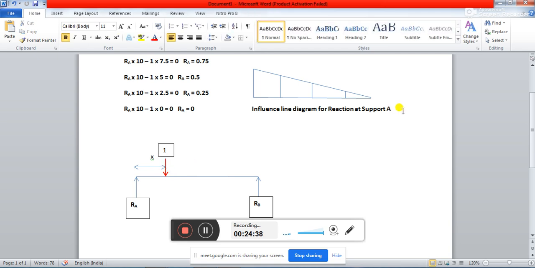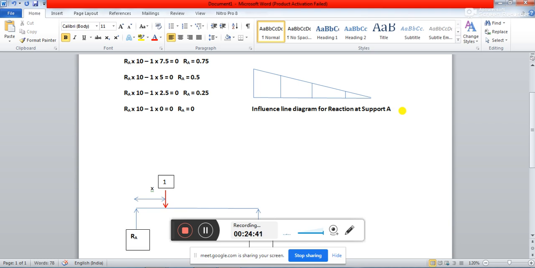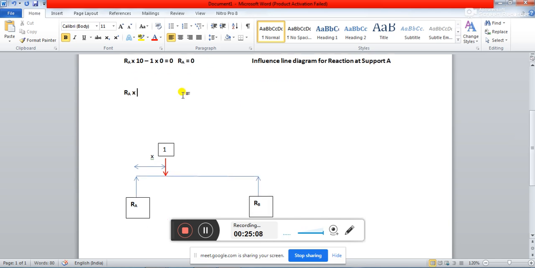So if we want to find out now the reaction, can anyone tell me how much will be the reaction force in terms of x? What should I write? If I take again the moment about B, exactly the same as we are doing, then what will be the value of RA? RA into how much? Moment about B: RA into 10.